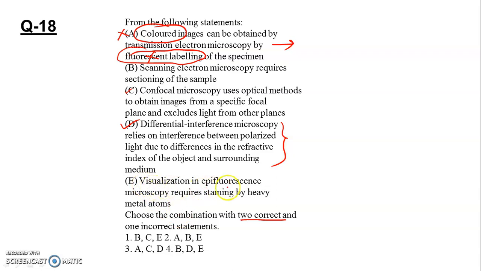Now, visualization by epifluorescence microscopy requires staining by heavy metals. So you can see that A is wrong, and C and D are correct, so option 3 is the correct answer. Now the next question.